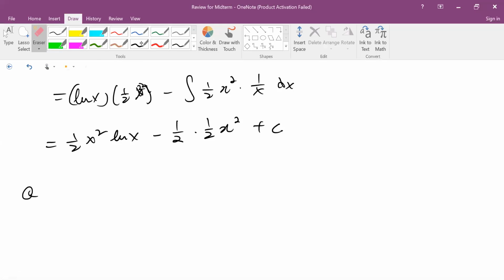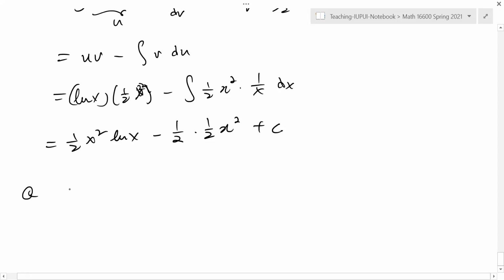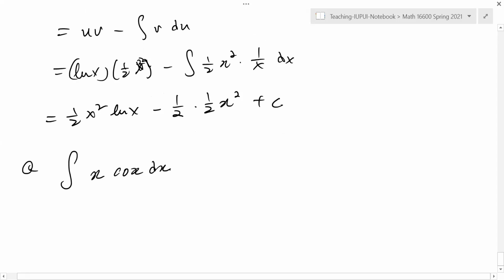Let me give you another one. There's some other problem. It's a mixture, like the integral of x cosine x dx. And another one will be x times sine x dx. No, this is still the same problem. I'm putting e to the x times cosine x dx.